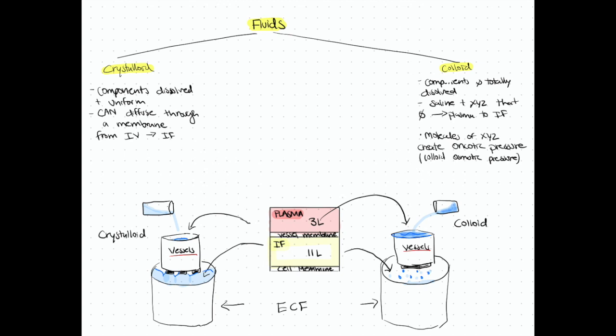So now let's talk about colloids. A liter of that is also going to first go to the vessels. It's going to be part of the plasma, but it's not going to go from the plasma to the interstitial space and influence the interstitial fluid. It's going to expand the plasma mostly. Remember I said that the colloids consist of components that don't totally dissolve and move from compartment to compartment, but they do generate oncotic pressure, which influences the movement of fluid.